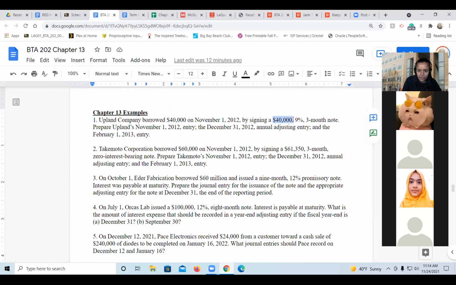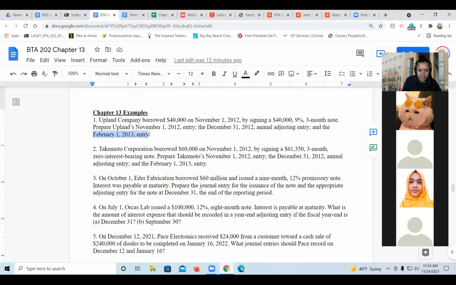By signing a $40,000 note, that is the face value, and 9% is the annual interest rate. It is a 3-month note, that's the term of the note, so it's obviously a current liability. Prepare Upland's November 1st, 2012 entry, so that's for the actual borrowing. The December 31st, 2012 annual adjusting entry, so that's to accrue the interest on the note.